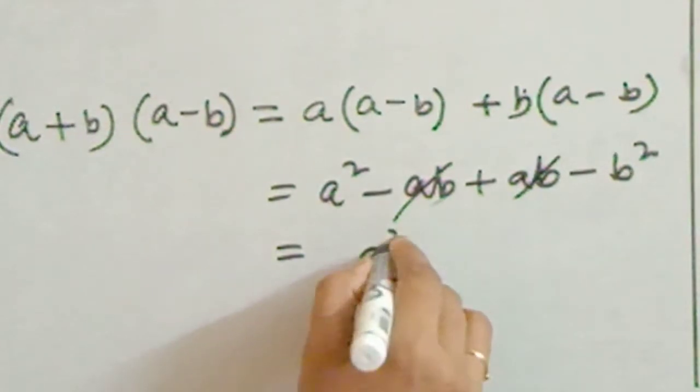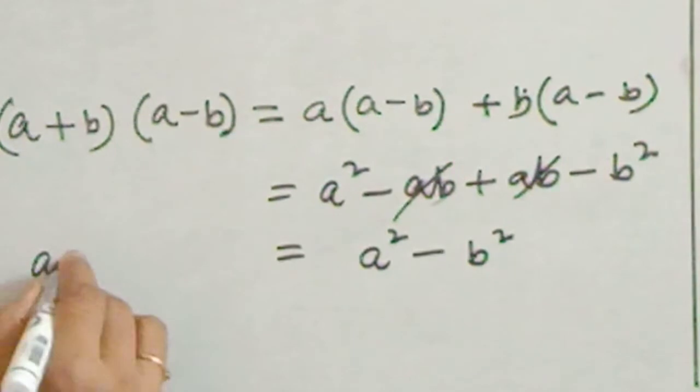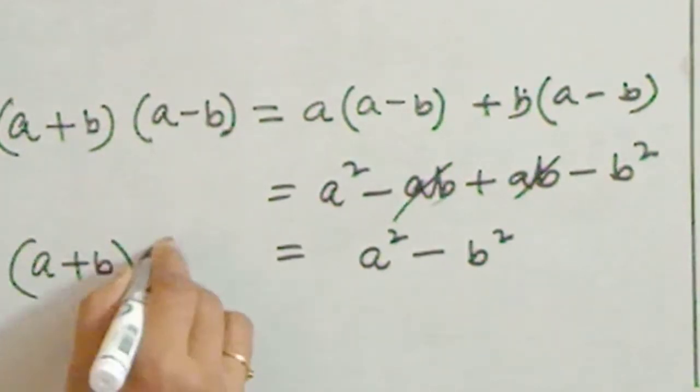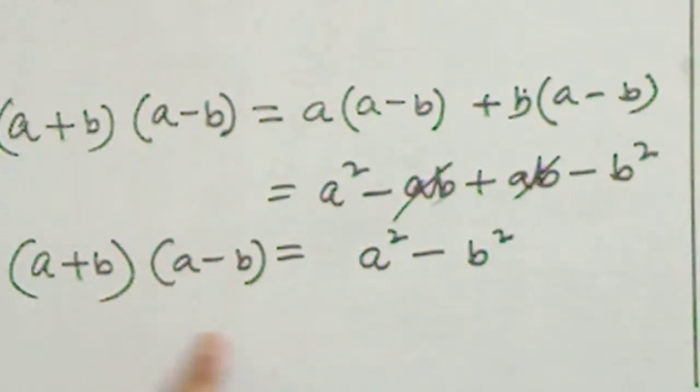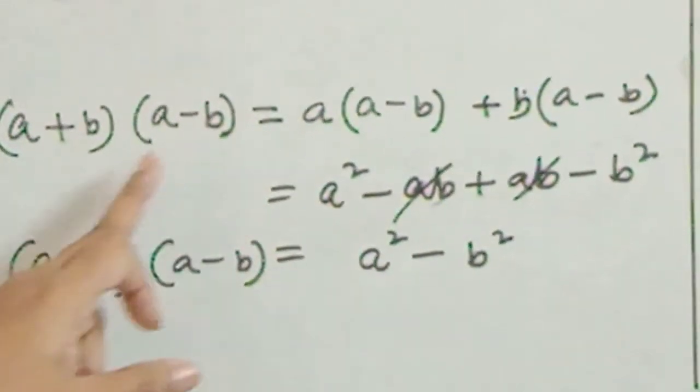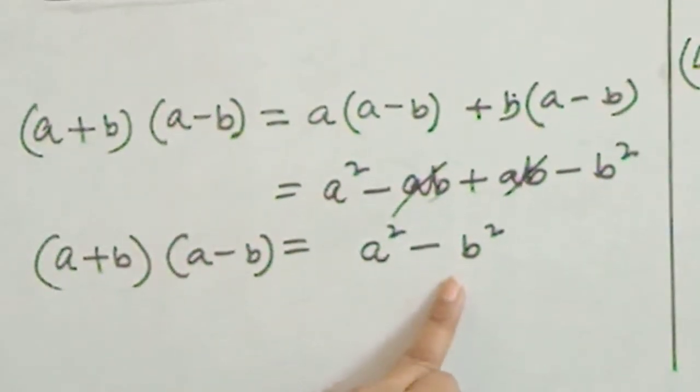So what remains afterwards? a square minus b square. So we can write that (a plus b) into (a minus b) is equal to a square minus b square. This is our identity. When you get this kind of sum anywhere, you can directly write this. No need to show all the process inside. So (a plus b) into (a minus b), we can write a square minus b square. Come to the next one.